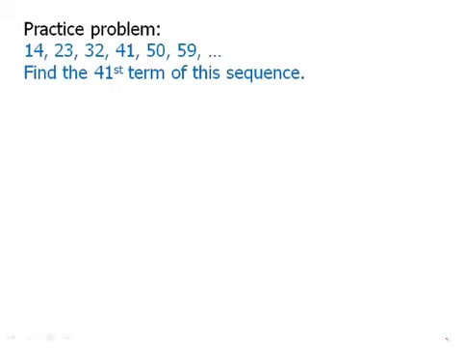We have an arithmetic sequence. Find the 41st term of this sequence. Pause the video and work on this. Okay, well, the first term is 14, and obviously we're adding 9 each time. That's how we're advancing. So the common difference is 9. So we can just plug into the formula.